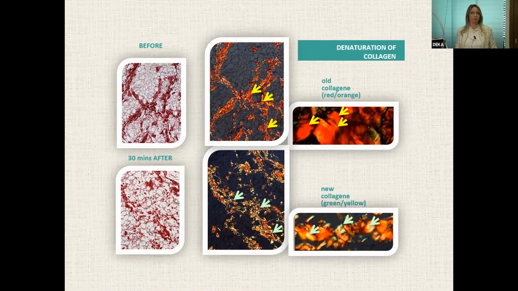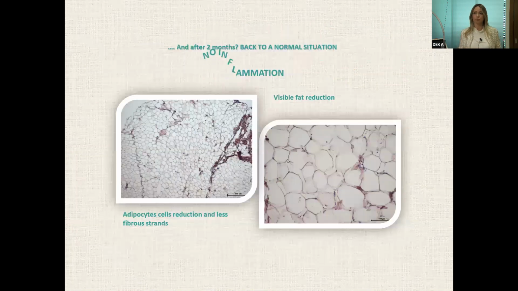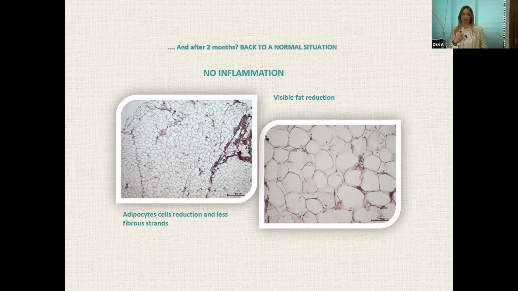Well, we have, as I said before, the denaturation of collagen fibers. So we have the breakage of the whole collagen, this red collagen, and formation of new collagen in green color. After 2 months, we go back to a normal situation. So no more inflammation, but visible fat reduction. It means that for decreasing the inflammation, we need 2 months. But if I suggest to my patient to undergo lymphatic massage or draining devices, draining procedures, the time will be less. So for this reason, I normally wait 30 days.